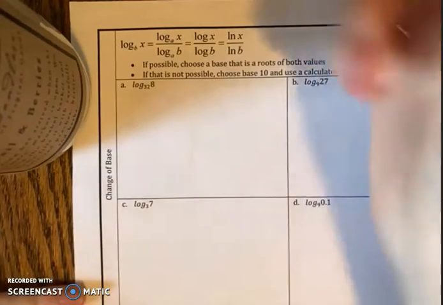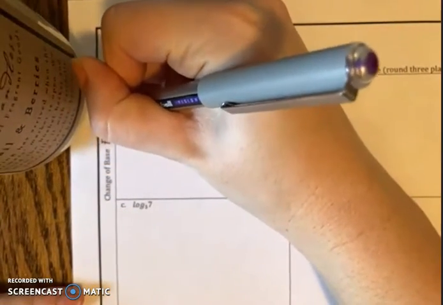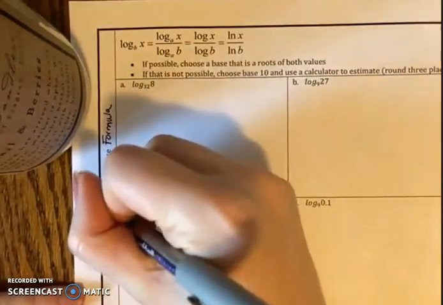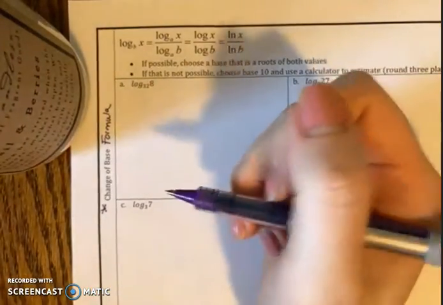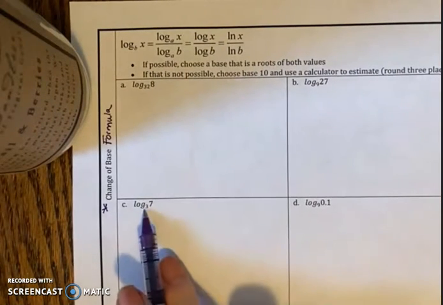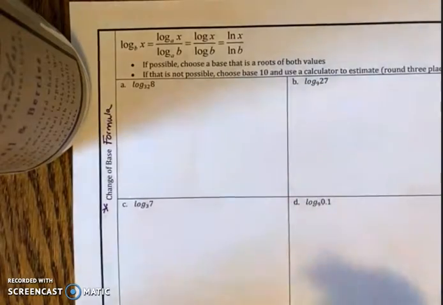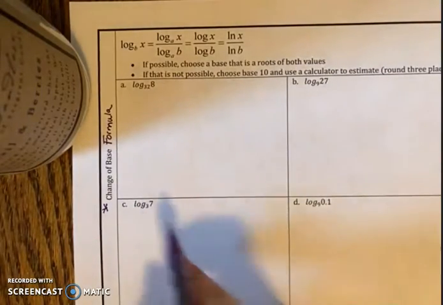Now we have what's called the change of base formula. So make sure you know that because I will ask you about that later on. The change of base formula is when the logarithm doesn't work out very nicely. For example, I'm just going to do part C because that's the easiest one.